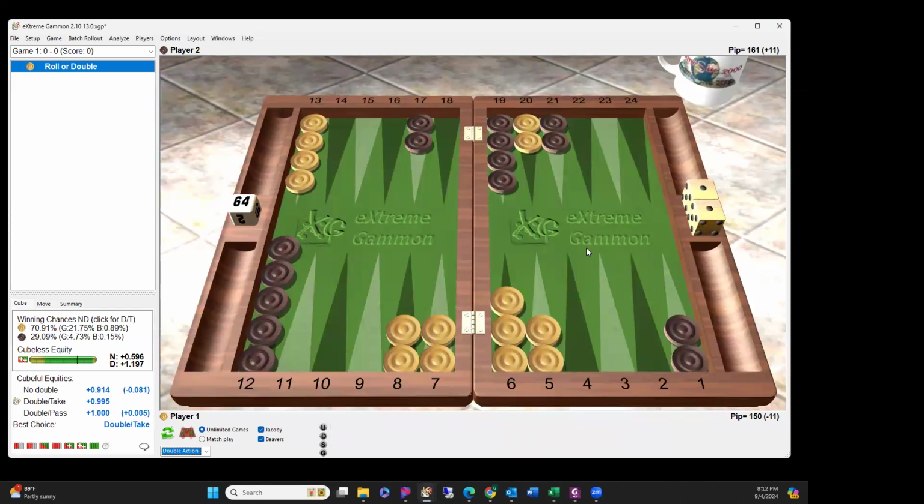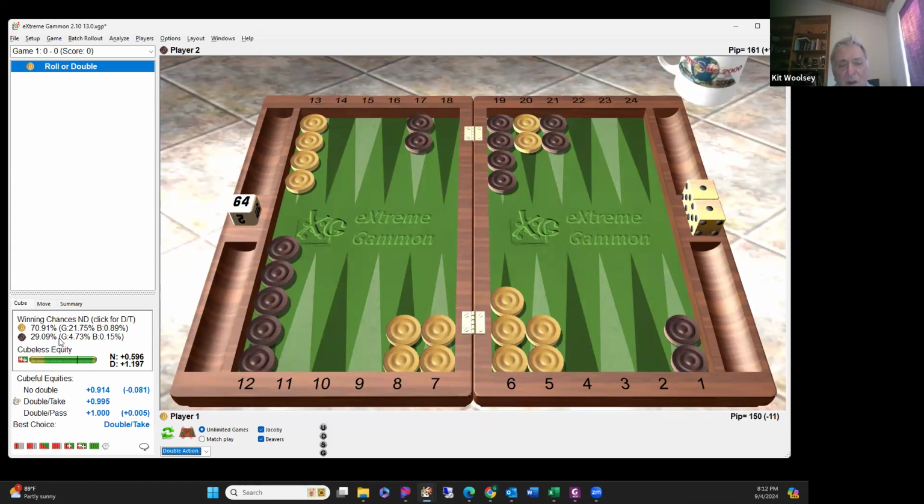Does it change any with that, where it says click for double take? Up by winning chances? That number doesn't mean anything. The fact that whether it's no double or double take doesn't matter. Yeah. Oh, well. I think it's because black is losing the anchor war very badly. Yeah. Well, that much is clear.